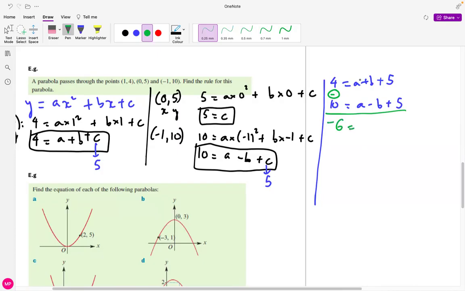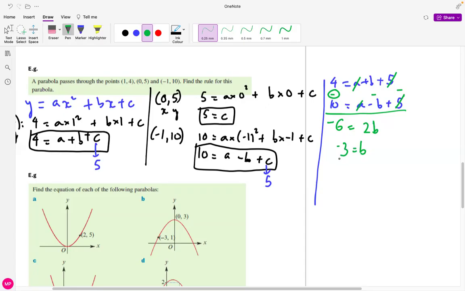A minus a will go away. B minus negative b, minus a negative is positive, so b plus b is 2b. Like that. 5 minus 5 cancel out. So you divide by 2. Negative 6 divided by 2 is negative 3. So you have b equals negative 3.